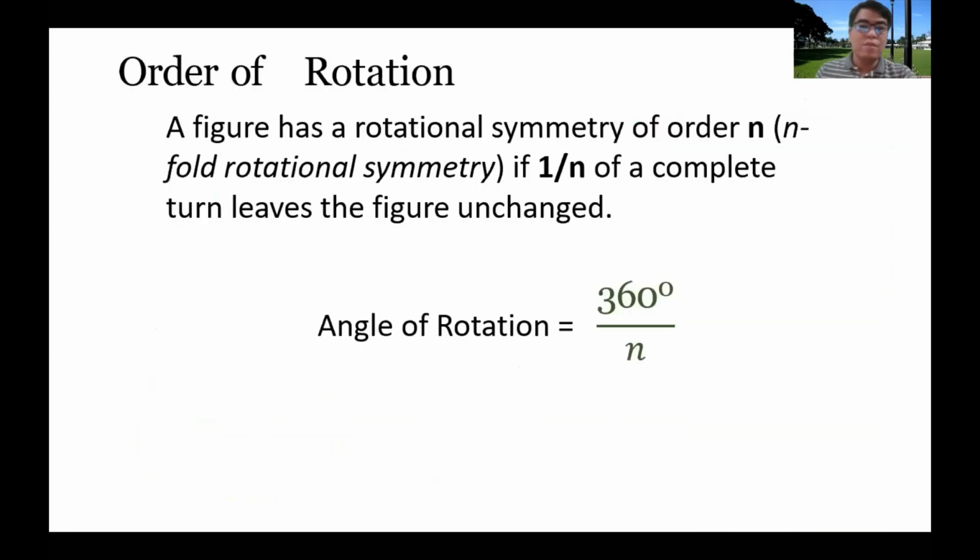So with this, we realize that a figure has a rotational symmetry of order n, where n is the fold rotational symmetry, if 1 over n of a complete turn leaves the figure unchanged. So we could solve the angle of rotation as equal to 360 degrees over n.